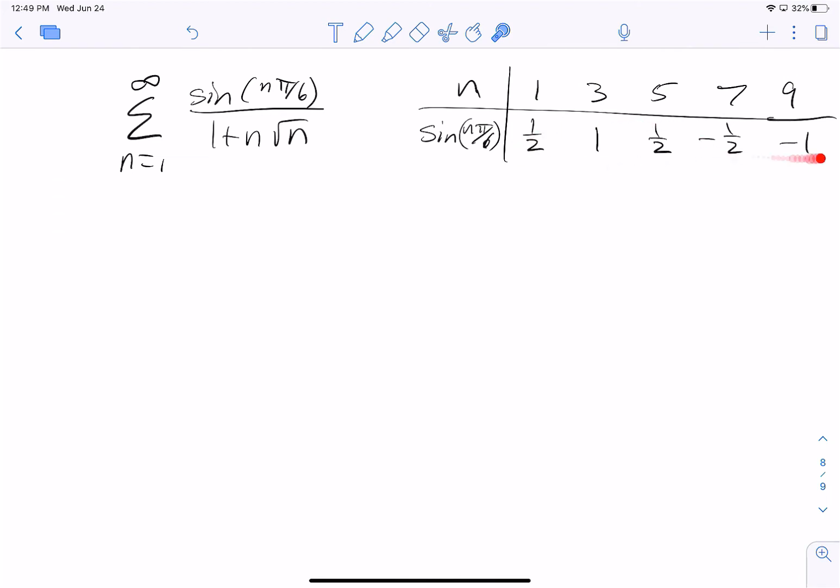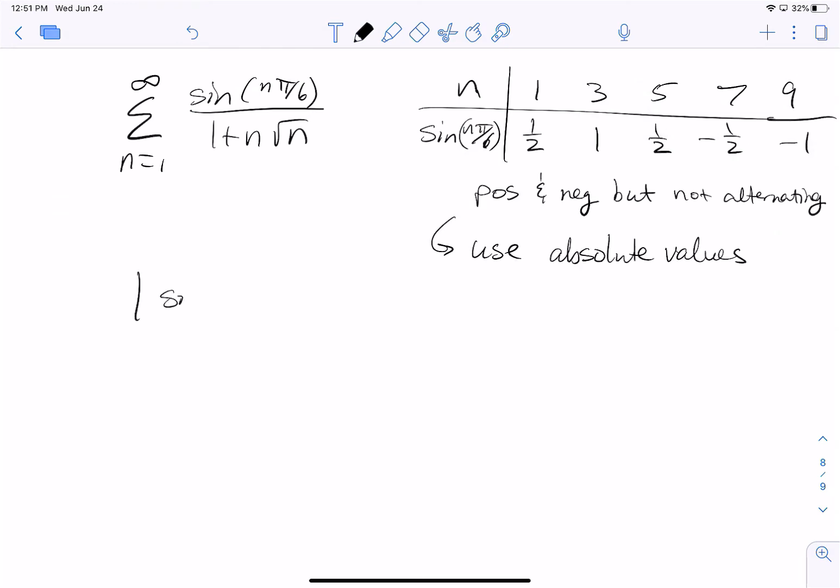Some terms are positive, some terms are negative, but it's not exactly alternating. As you know, for the argument theta, say, the sine of theta is going to be positive if theta is between 0 and pi, but the sine of theta is going to be negative if theta is between pi and 2 pi. And so we're going to have this kind of chunks of positive values and chunks of negative values, or clusters, I should say, of positive and negative values. We need to use the absolute values of the terms. So we're looking at the absolute value of the sine of n pi over 6 divided by 1 plus n times the square root of n.